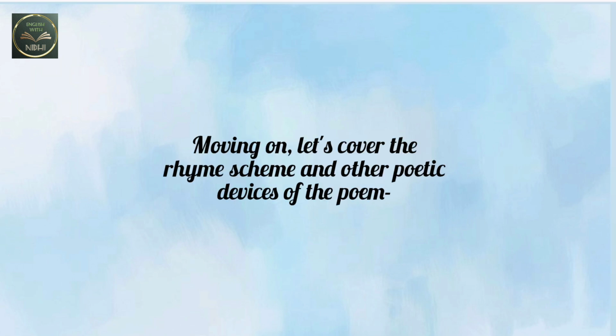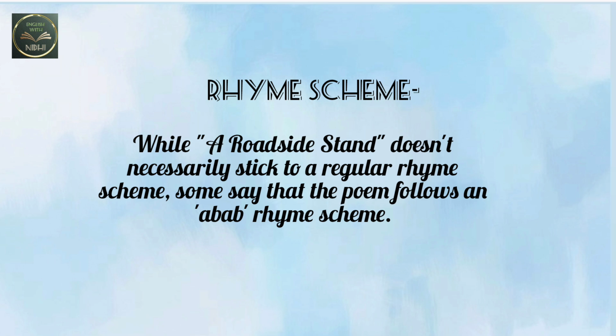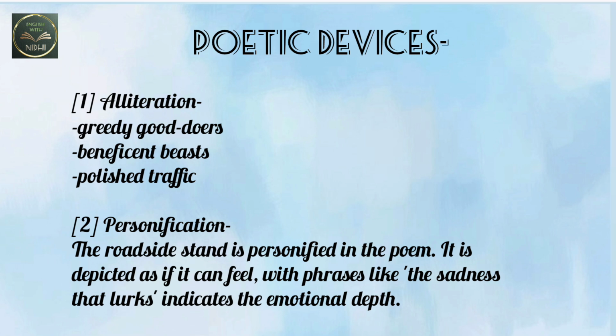Moving on, let's cover the rhyme scheme and other poetic devices from the poem. Rhyme scheme. While a roadside stand doesn't necessarily stick to a regular rhyme scheme, some say that the poem follows an AB rhyme scheme. Poetic devices. Number 1. Alliteration. Example: greedy good doers, beneficent beasts, polished traffic.